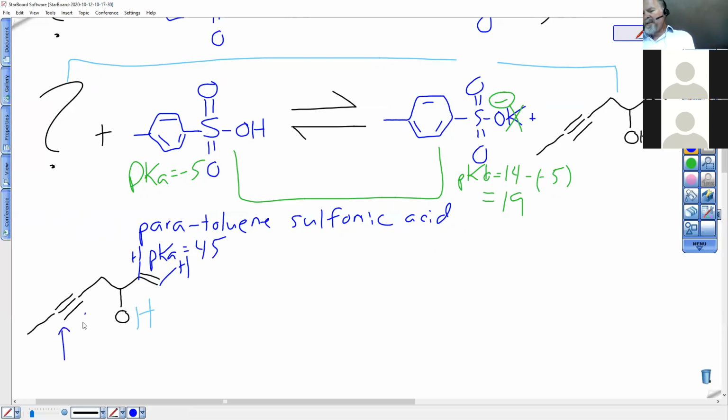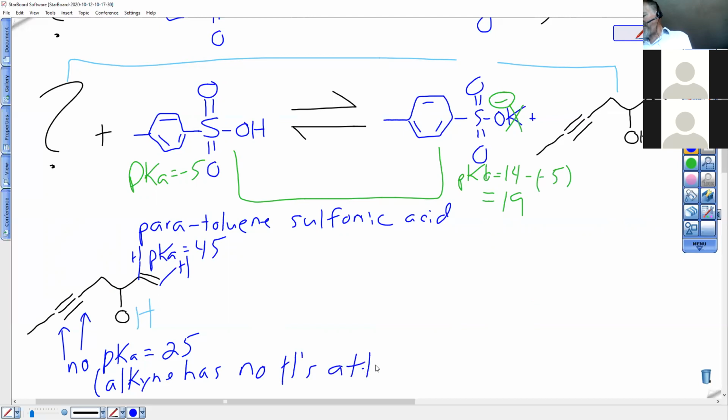And I'm going to point to these. No, pKa equal 25. Alkyne has no H's attached. Some people see the alkyne and they see the pKa table with a 25 there. Say, it's got to have a pKa of 25. That's only if there's an H attached to the sp carbon. So no. The winner of the pKa wars here. Alcohol, pick a 17 or an 18, either one.